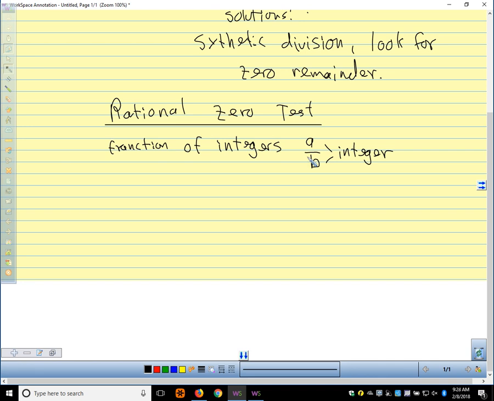So what we're doing with the rational zero test is looking for solutions that are rational numbers. So I'm going to say for f of x, we have a polynomial, a sub n x to the n, plus a sub n minus 1 x to the n minus 1, plus dot dot dot, plus a1 x plus a0. And we're saying that a sub n and a sub 0 are not 0.